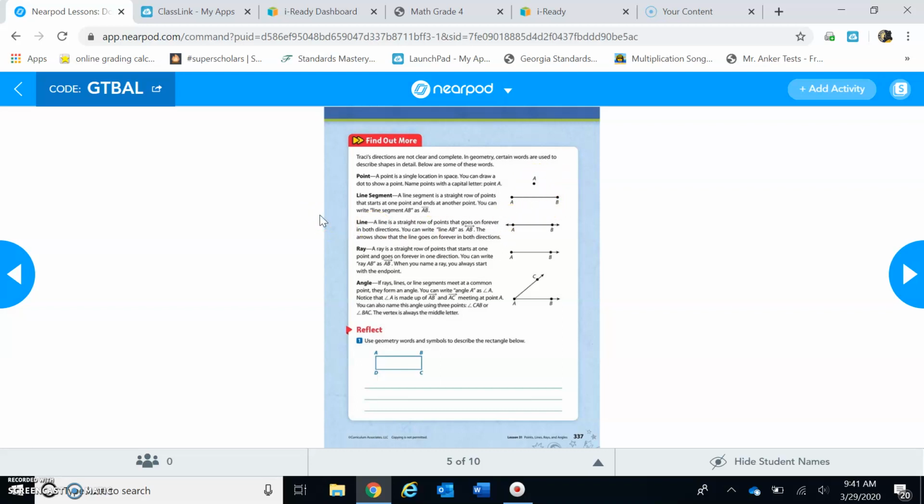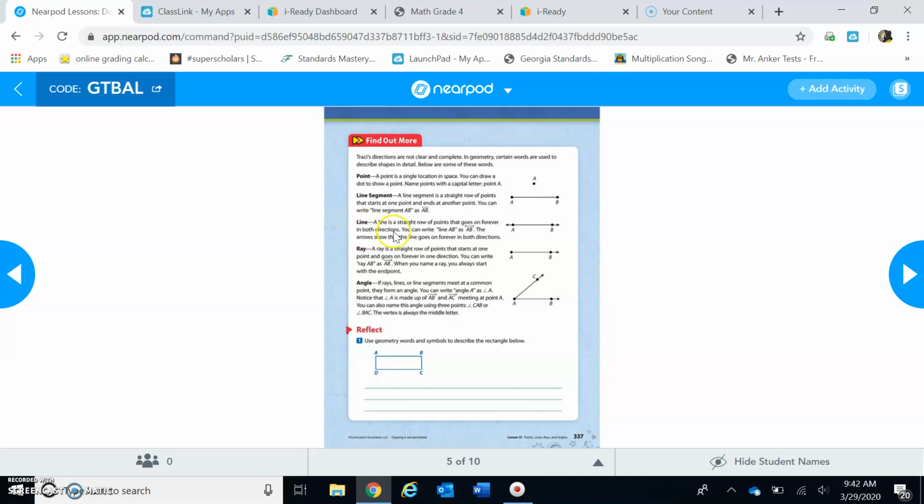Line segment. A line segment is a straight row of points that start at one point and ends at another point. So this is what a line segment looks like. You have a line, and on each end of your line, you have a point, which lets you know that this line does not continue to go on and on and on. It's going to actually stop at some point.